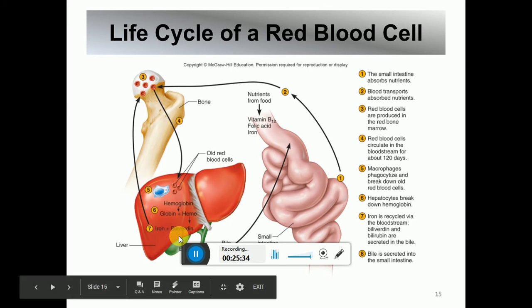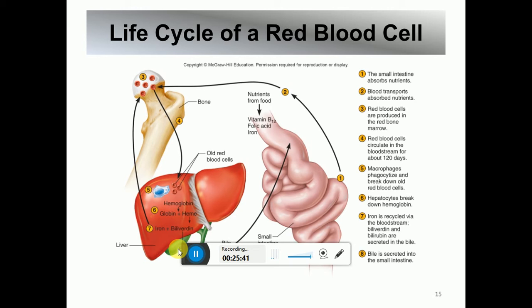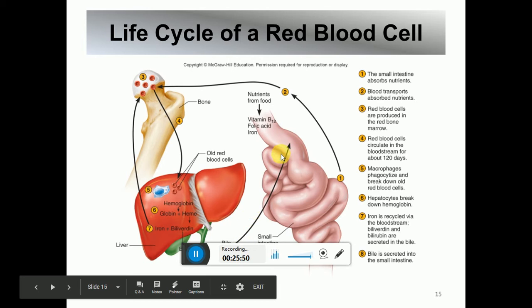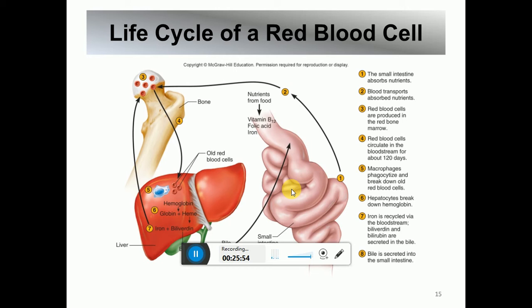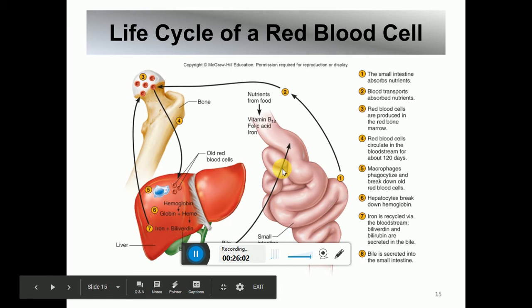Again, biliverdin is more of a greenish color, while bilirubin has an orange tinge to it, and that's what gives the bile its greenish color. That bile is then dumped into the small intestine and it is passed out with feces. So you see that we start off by absorbing the nutrients in the intestine, and then we end up throwing out whatever the waste is, the bilirubin, down into the small intestine again.